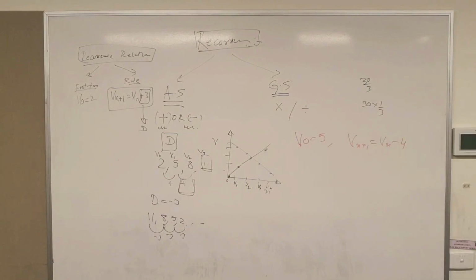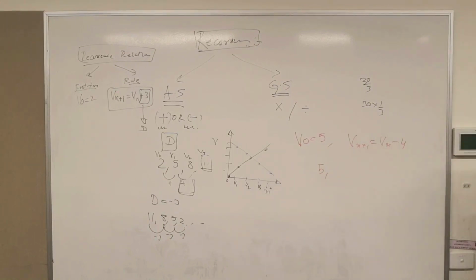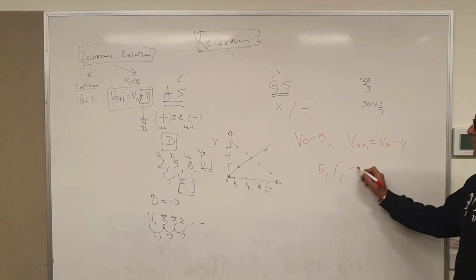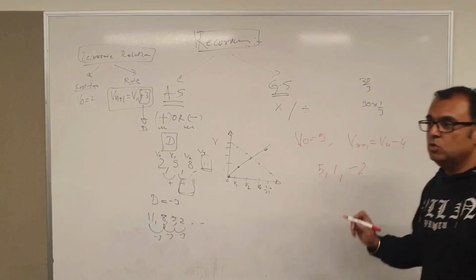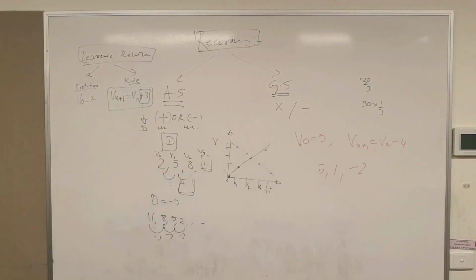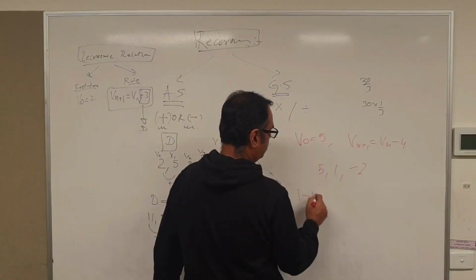What will be the first term here, Gary? 5. What will be the next term here, Michelle? Danu, what's the next term? Negative 3. 2. Oh, 2. 2. Negative 2. 1 minus 4.